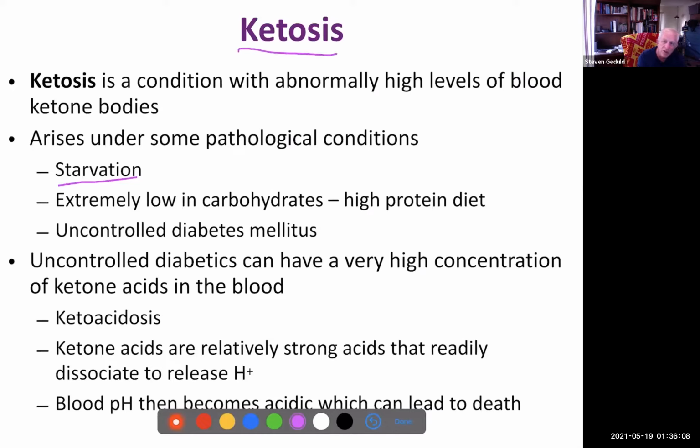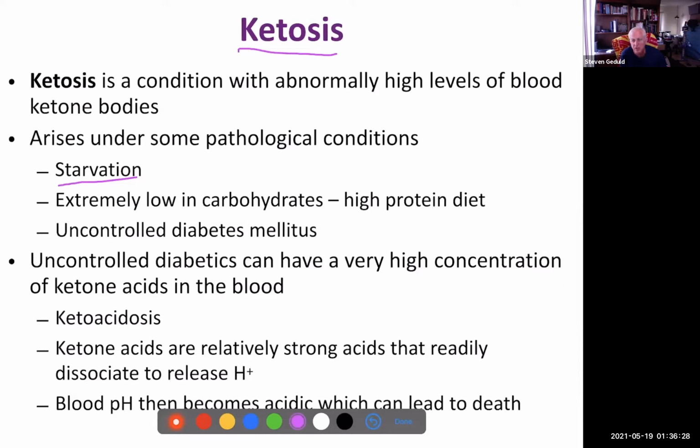It occurs under starvation, like we said, or when you are extremely low in carbohydrates. The very high protein diets, the Atkins diet we talked about, produce a negative nitrogen balance. So very low carbohydrate diets produce ketone bodies.